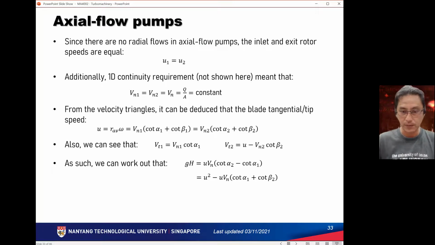Subject to some change. How about pressure head? How about power? And so on and so forth. If you recall, power is related to this term, gH. And in this case, gH can be worked out from the velocity triangles as equal to U Vn into cotangent alpha 2 minus cotangent alpha 1. Or it can be expressed in this form, once you manipulate some of the expressions. So by and large, the expressions are similar to the centrifugal pumps subject to certain unique tweaks and changes, because ultimately the flow is still flowing axially after it passes through the rotor.